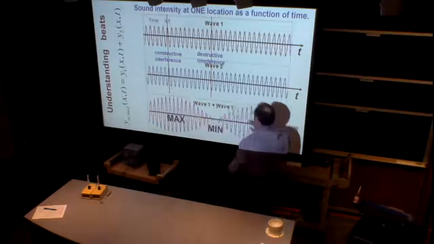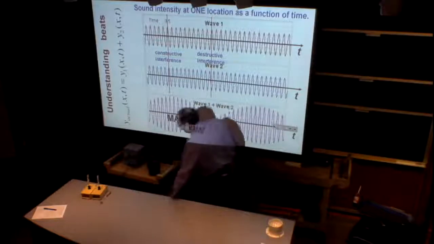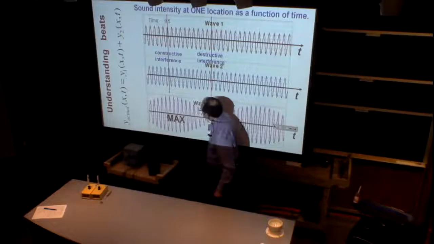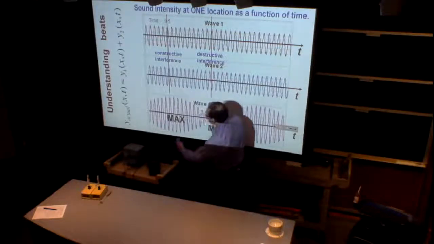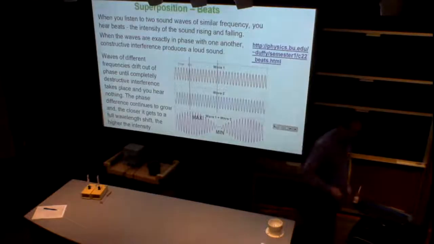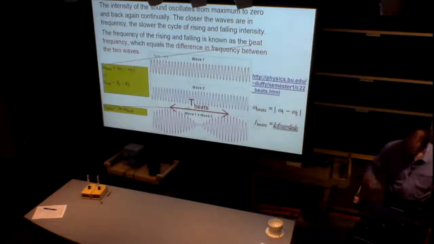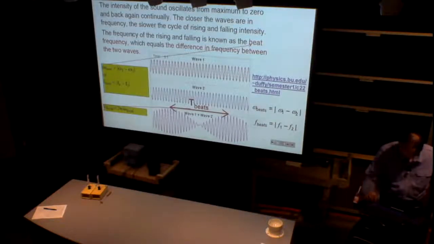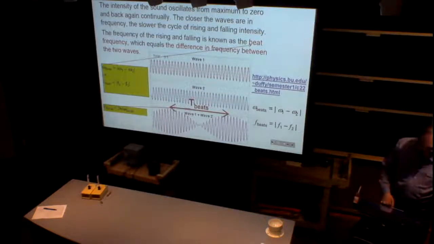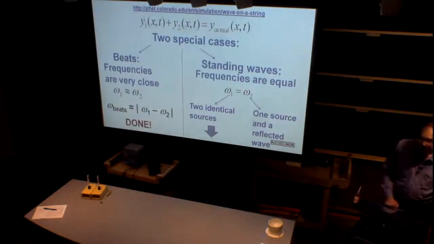And from here to the next minimum of intensity, we have exactly one beat period. And you can see that the time for one period and the time for one beat period are very different. And the equation is very simple. You can play with the applet. The beat frequency is just the difference between the actual frequencies. And we are done with beats.